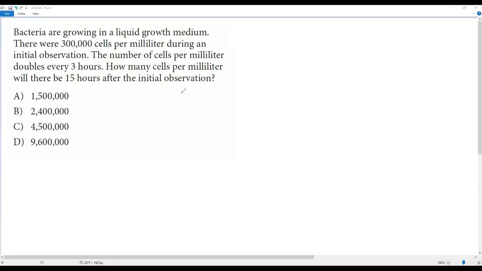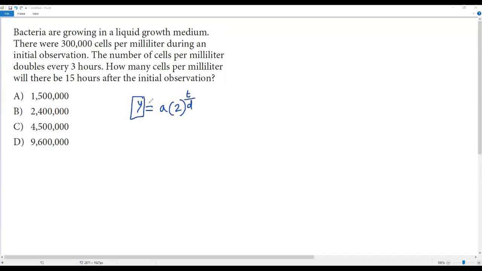Okay, actually it's a doubling concept. So we have to write a formula for doubling time. So the formula for doubling time is going to be y is equal to a times 2 to the power t over d. Okay, so let's understand the components of this formula.